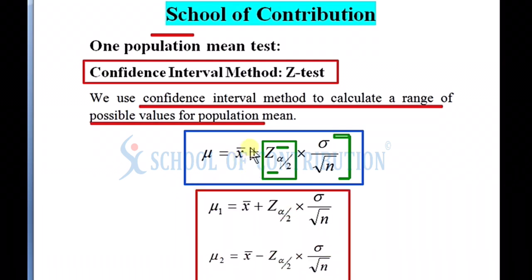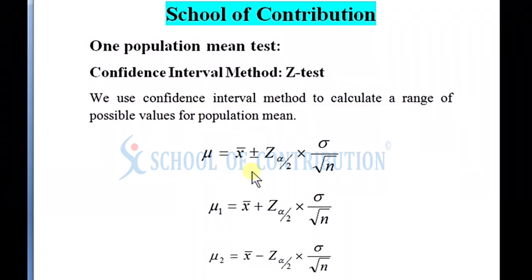First, if we add this component to x bar, that means the sample mean, we find mu1 equal to x bar plus z alpha by 2 multiplied by sigma over root n. If we subtract this component from the sample mean, we find another interval value, called mu2, equal to x bar minus z alpha by 2 multiplied by sigma over root n, that is, sigma divided by root n. So these are the two different interval values. One interval value is referred to by mu1 and another is referred to by mu2.